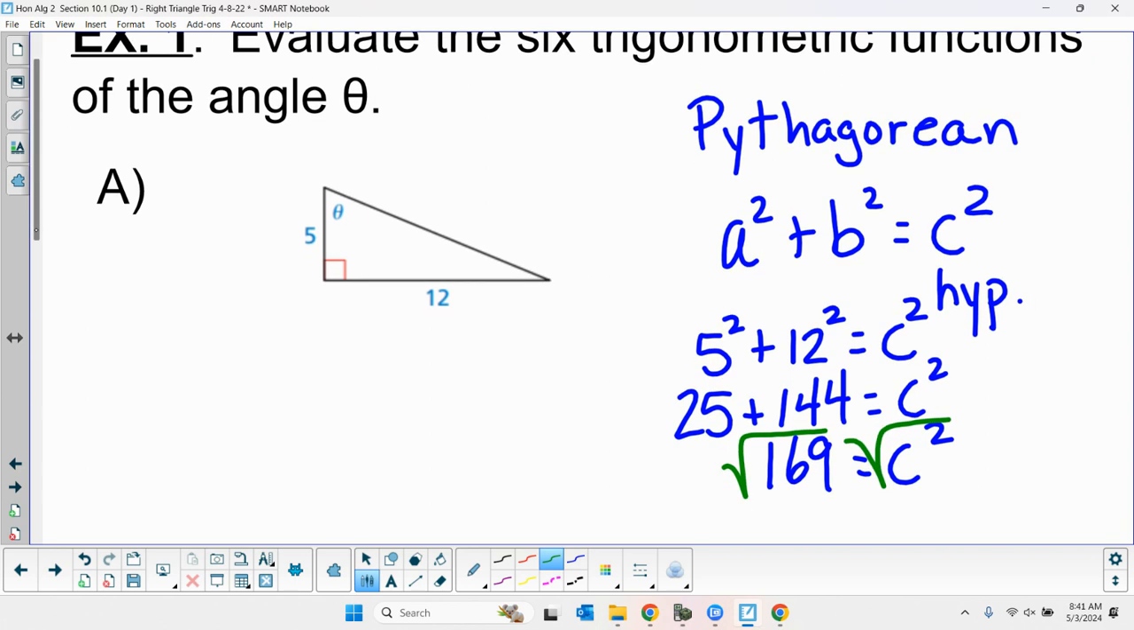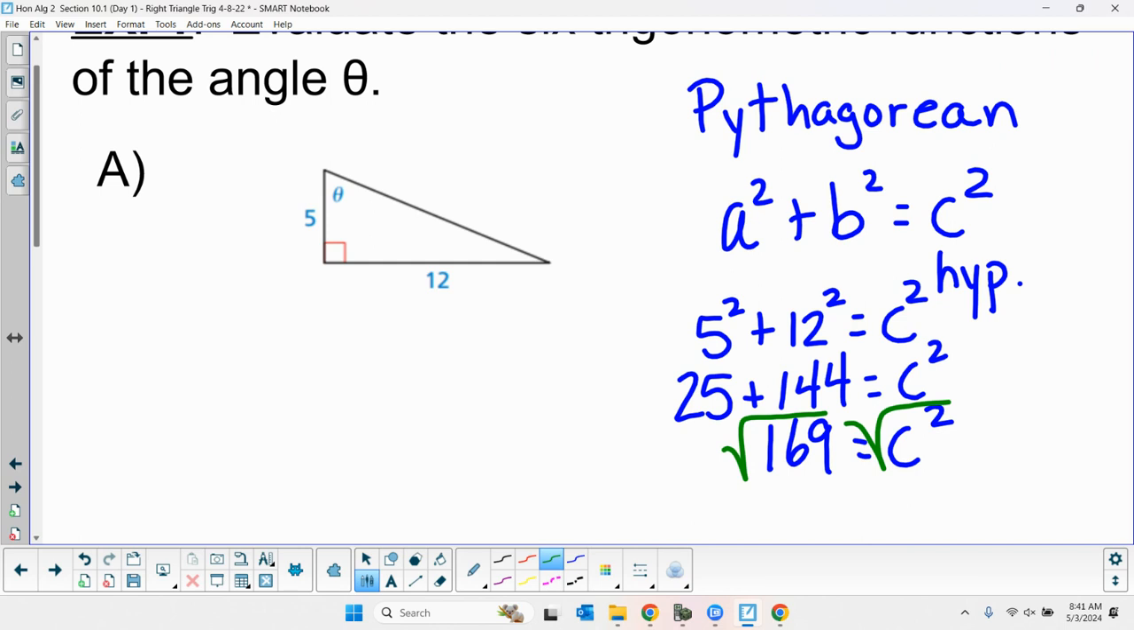So you have to do that first so you know all 3 sides. And again, we're used to doing plus or minus, but we're talking about lengths of sides, so it's going to be the plus part. It's not going to worry about the minus part, okay? So this is 13. All right. Now I can answer the question.